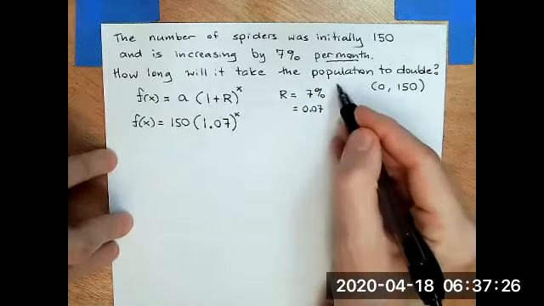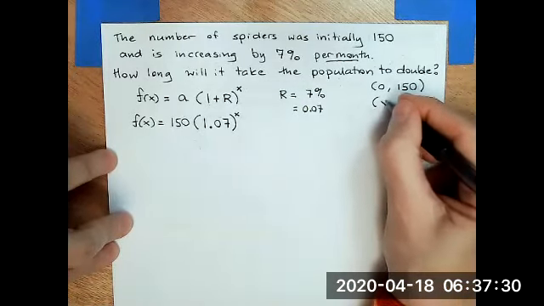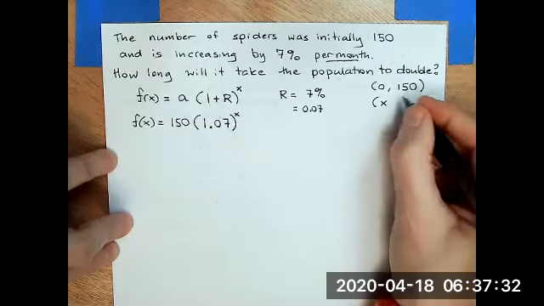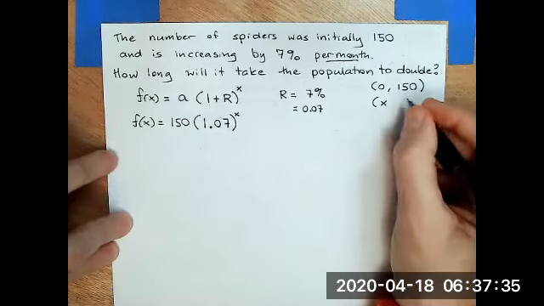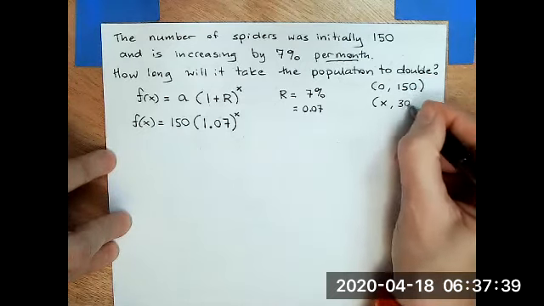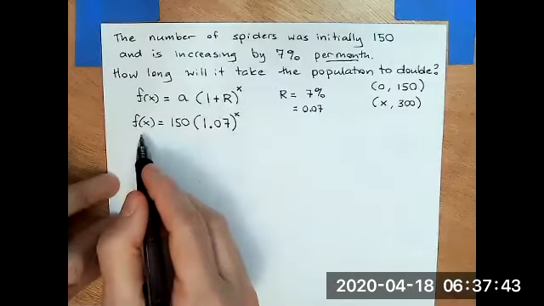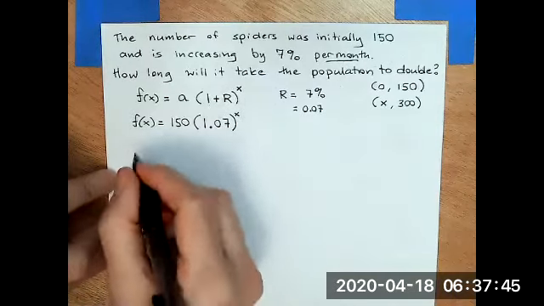How long will it take the population to double? So I'm looking for the time when the population is double the initial amount. So 2 times 150 is 300. So that's my y value, or f of x.